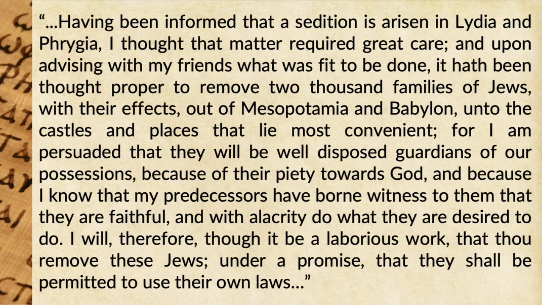And so Antiochus III recognizes that these Jews that are living in Mesopotamia and Babylon are quality folks. They serve well. They serve well because of their piety towards God. And so I'm going to take 2,000 families of these folks. I'm going to move them up into these garrisons, up into these fortified areas in Lydia and Phrygia, so that they can support my regime up there. I think it's an interesting comment on the relationship between this Seleucid ruler, Antiochus III, and the Jews living in his kingdom. It's an interesting contrast to what's going to happen under his son, Antiochus IV.